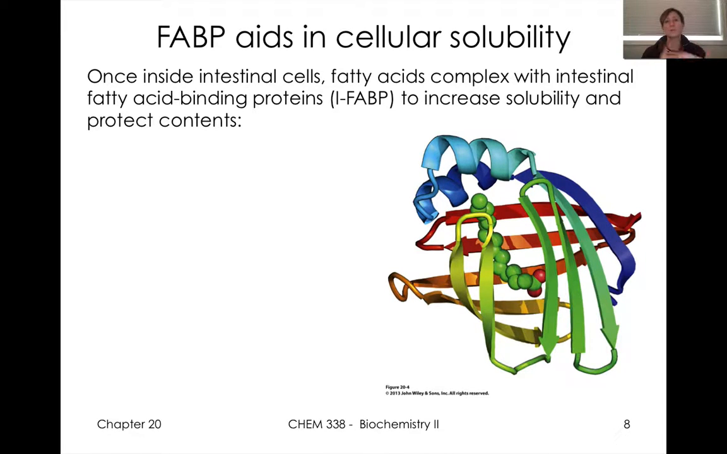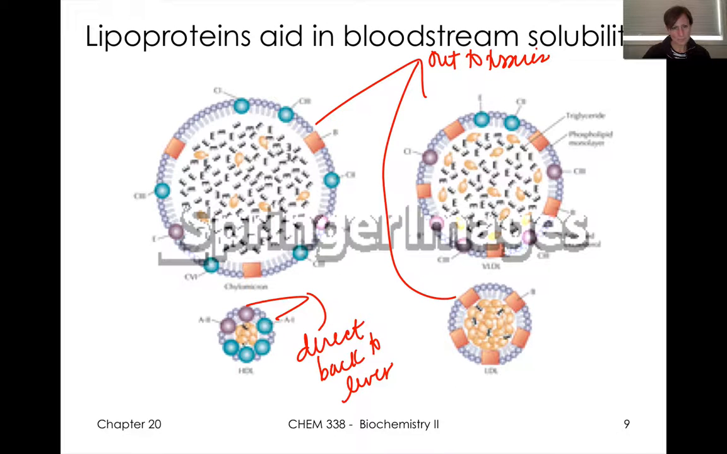Big picture here, most of the absorption of fuels and metabolites that we've consumed from our diet happens in our small intestine. So we have these fatty acids that have been snipped off of our triglycerides. We get them into our intestinal cells, and to increase their solubility and also help hide them so we can pull more fatty acids in from our digestive tract, we complex them with these fatty acid binding proteins.